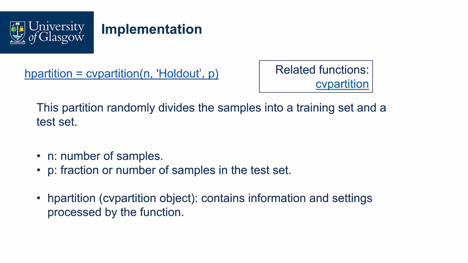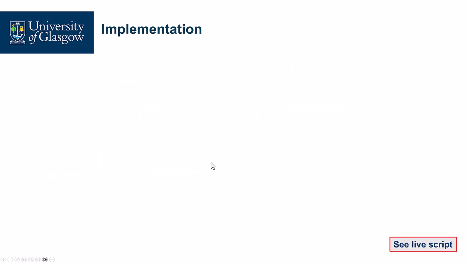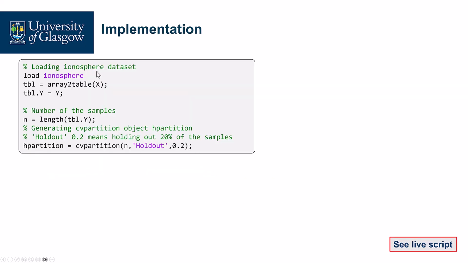The result, hpartition, is an object. This object contains information and the settings processed by the function. Later we will see how to make use of the hpartition, right? Now we can give you an example. I first load some data. This is called the ionosphere data set. After I load it, I put X and Y into a table. And now I want to partition the Y column into the training set and the test set.